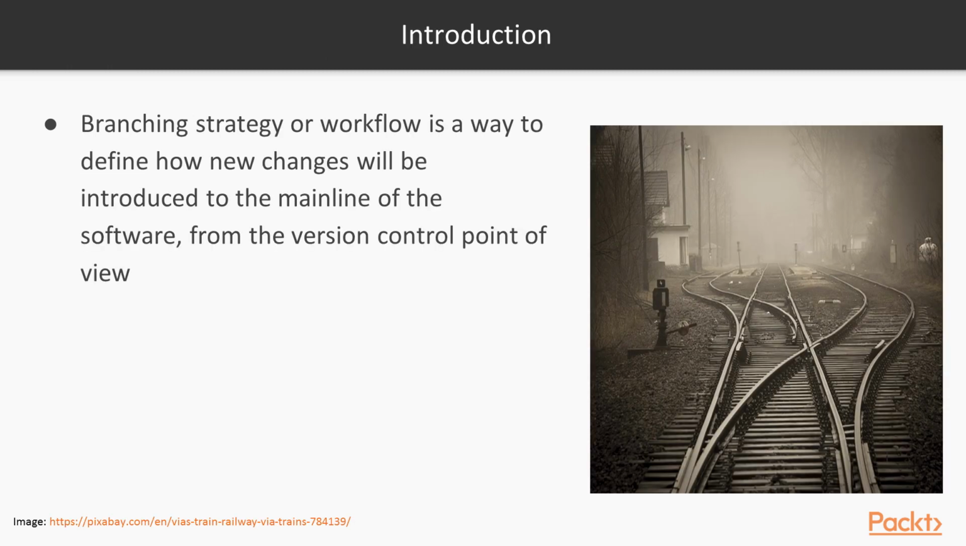Branching strategy or workflow is a way to define how new changes will be introduced to the main line of the software from the version control point of view. It defines lines of work in a version control. The main code line can have different names depending on the version control, which are master, trunk, default, or mainline.